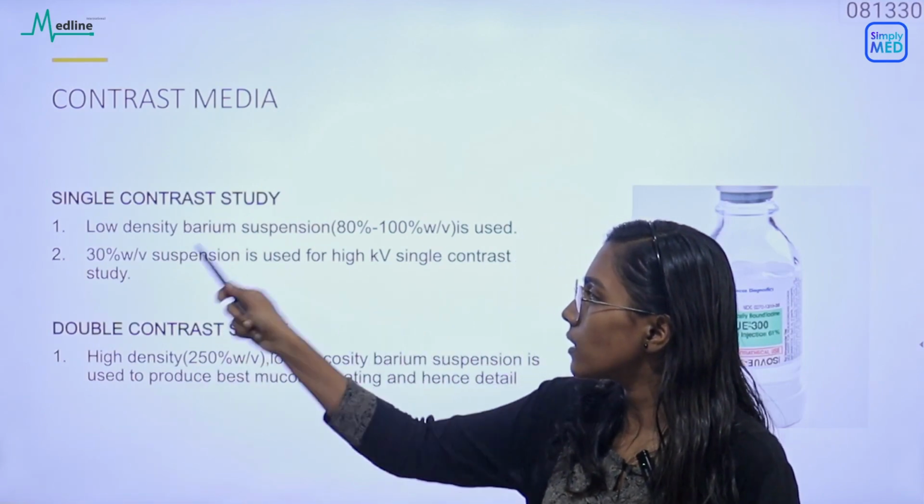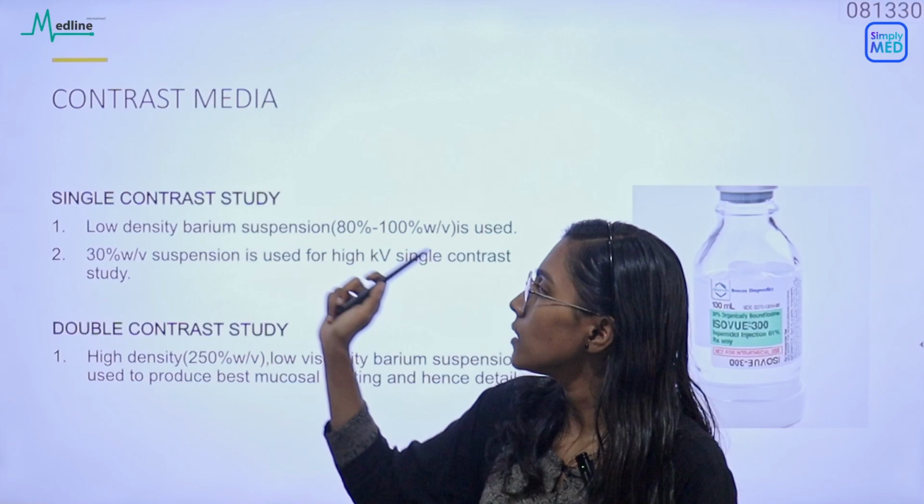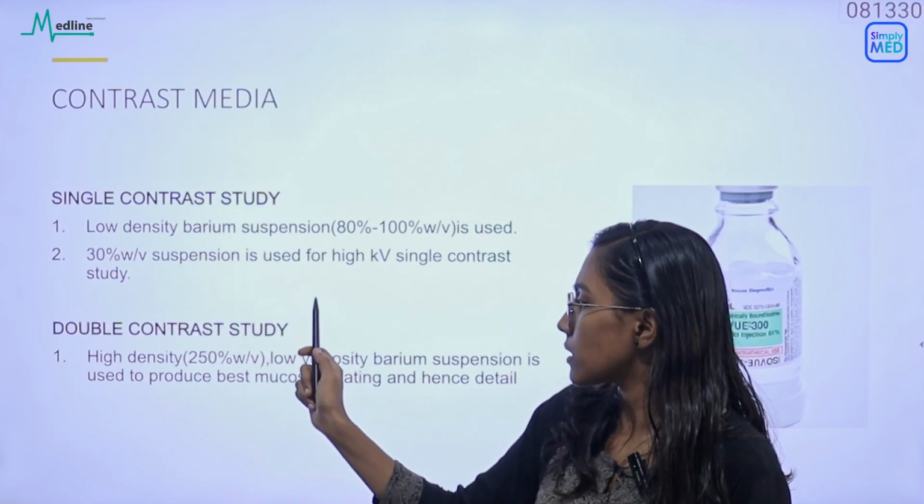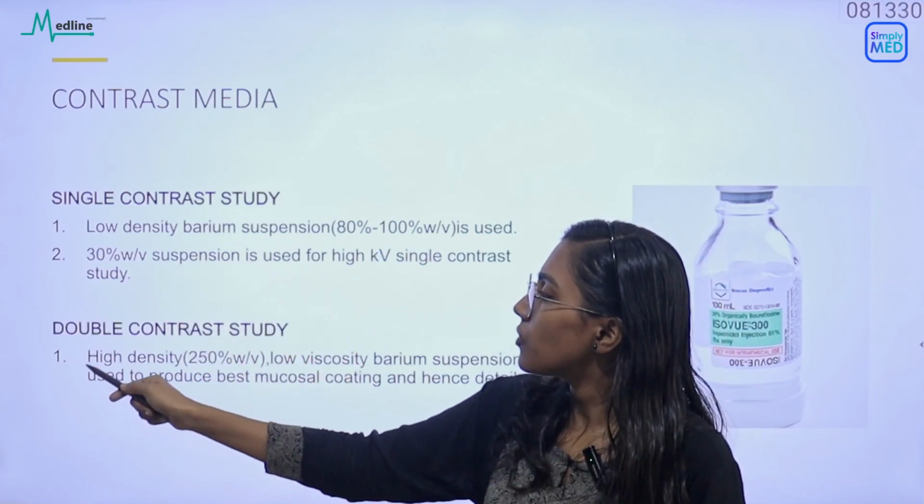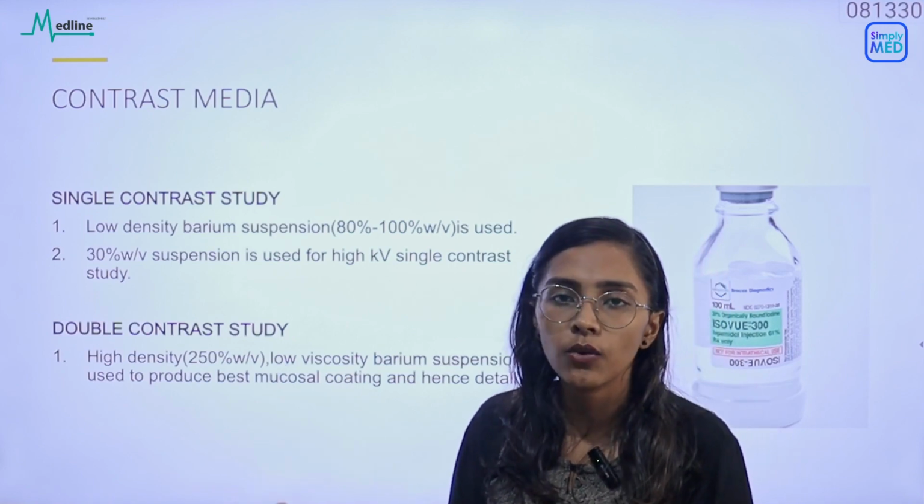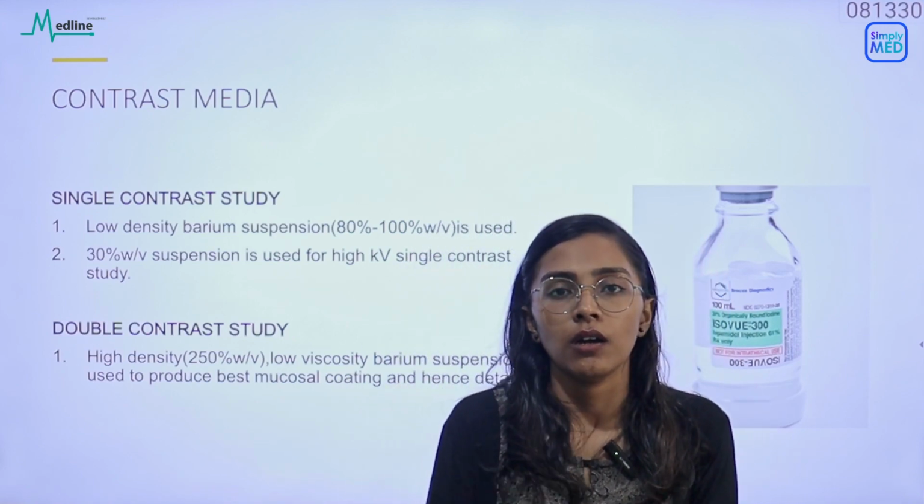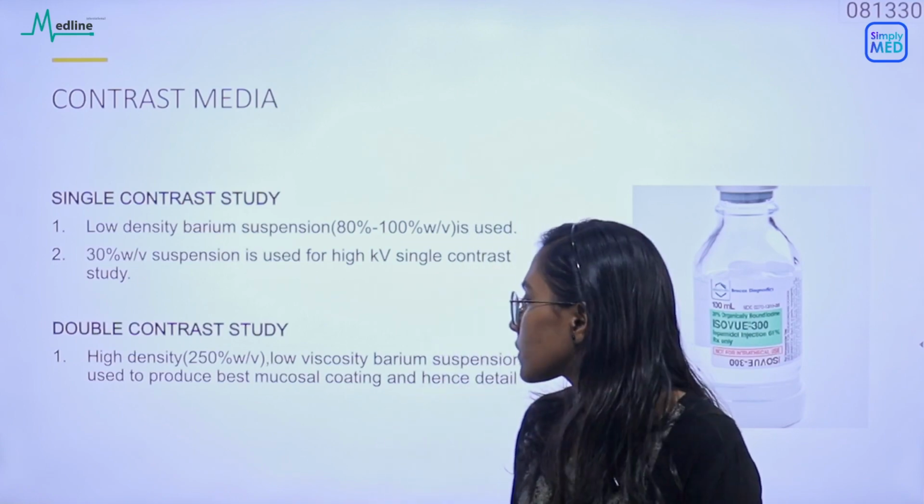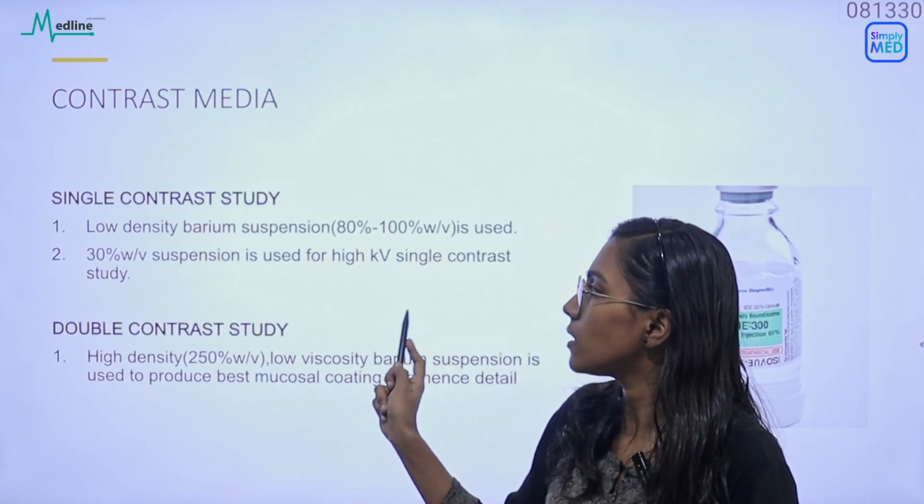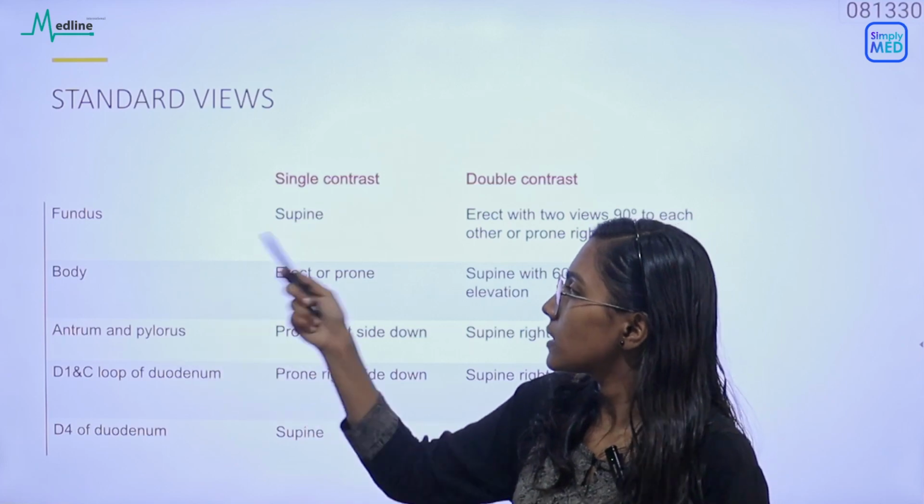So for a single contrast study, what we use is a low density barium suspension, whereas for a double contrast study, what we use is a high density barium suspension, which is also low viscosity. Okay, so that's barium studies.